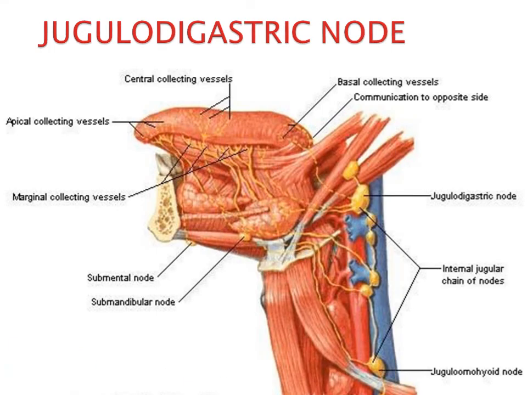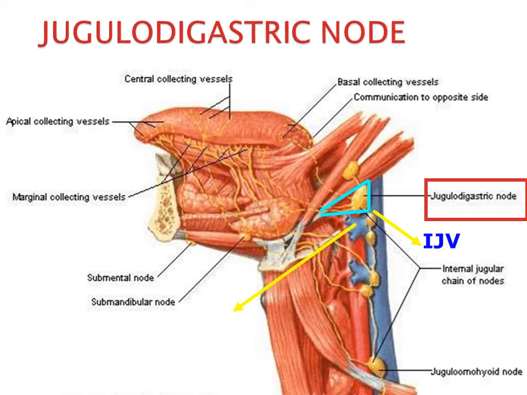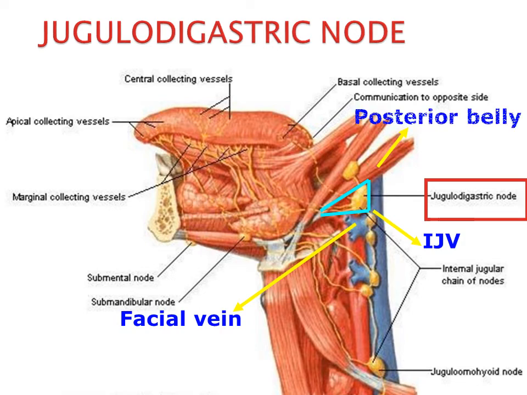The jugulo-digastric node is called the principal lymph node of the tonsil, because the tonsil mainly drains into the jugulo-digastric node. What is the position of the jugulo-digastric node? If you see, it is located below the posterior belly of digastric. Here you can see the posterior belly of digastric.